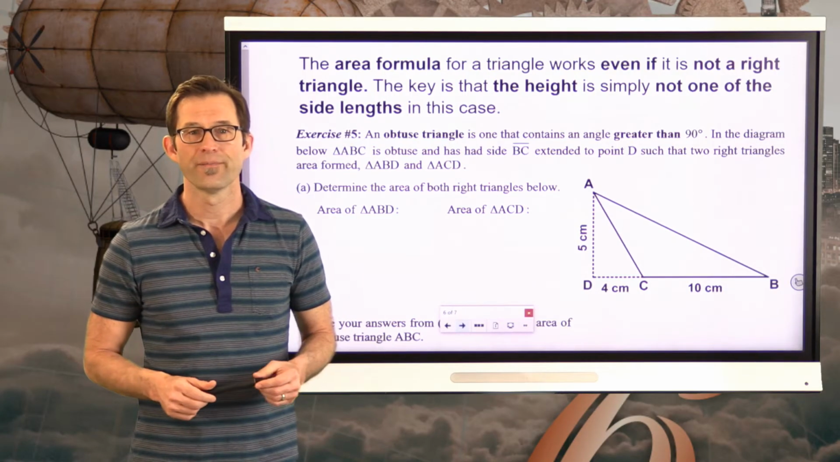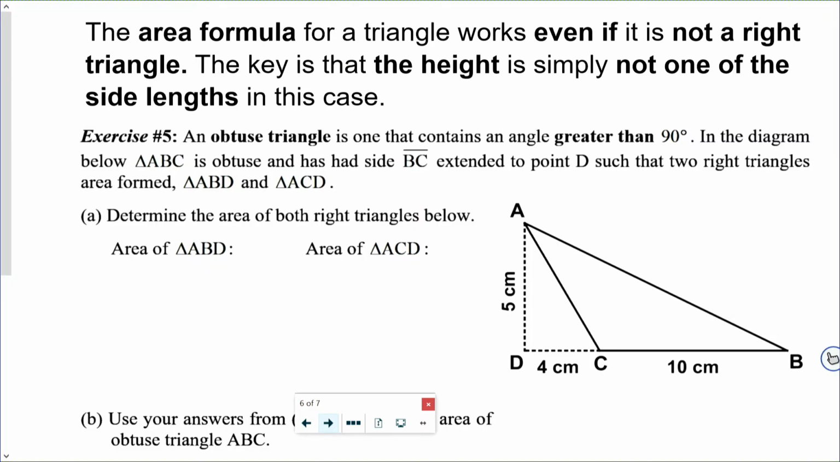Exercise number 5. An obtuse triangle is one that contains an angle greater than 90 degrees. In the diagram below, triangle ABC is obtuse and has side BC extended to point D such that two right triangles are formed, triangle ABD and triangle ACD. Determine the area of both right triangles below.